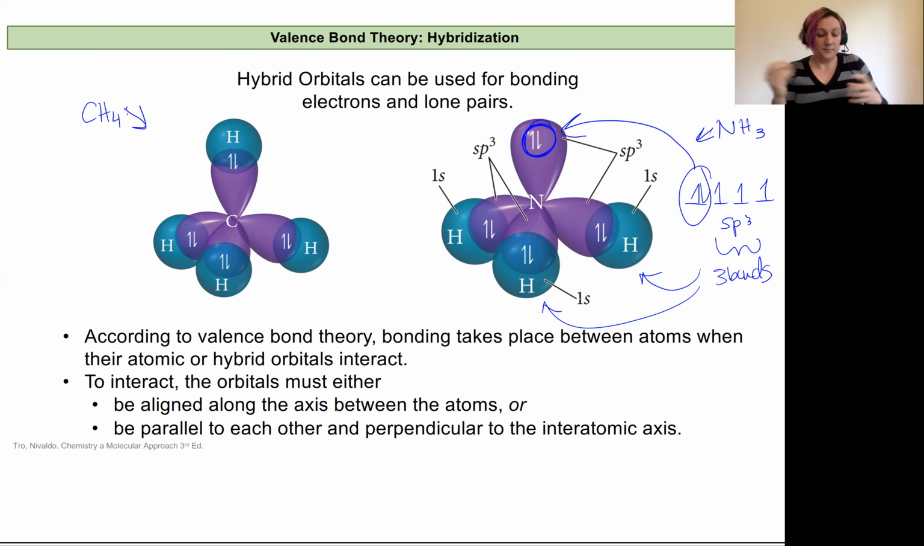According to valence bond theory, bonding is going to take place between atoms when either their hybridized orbitals or their atomic orbitals interact. Hydrogen just has an s orbital. It can't really hybridize at all. It doesn't have anything else in its valence shell. So our hydrogen will just come with an atomic 1s orbital to overlap with our sp3 hybridized orbital for either carbon or nitrogen. As those interact, they need to be aligned along the same axis so they overlap.